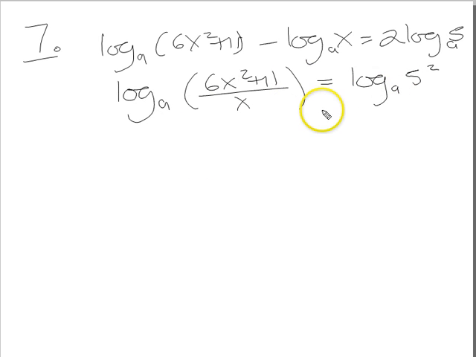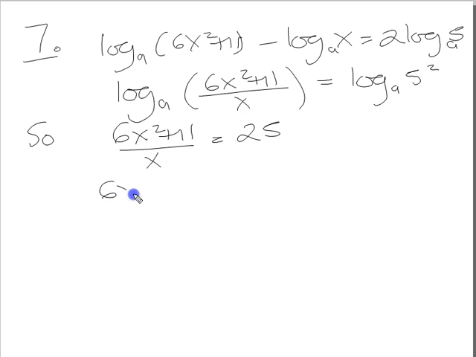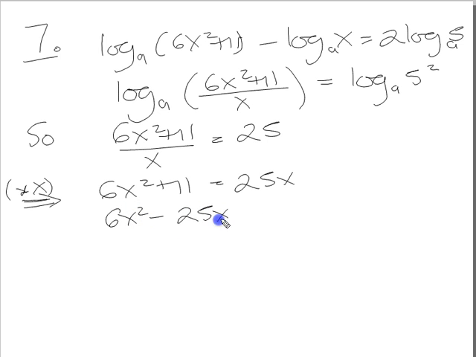There is another way to do it as well, but let's not do that. Because their logs are equal, the values themselves must be equal. So we can write 6x squared plus 11 over x is equal to 5 squared, which is 25. Move the x up: 6x squared plus 11 equals 25x. Times by x both sides, and then move the 25x over to the other side: 6x squared minus 25x plus 11 equals 0.